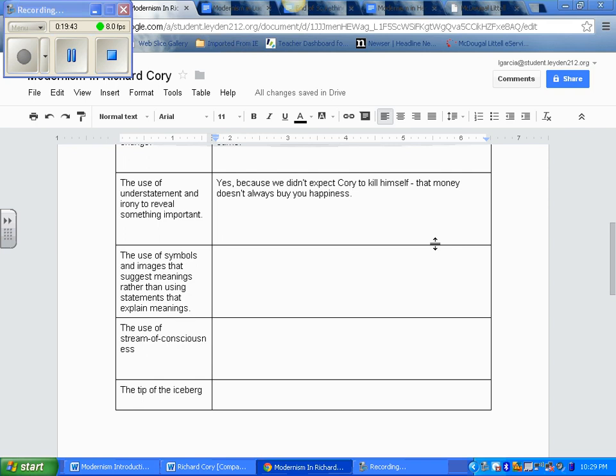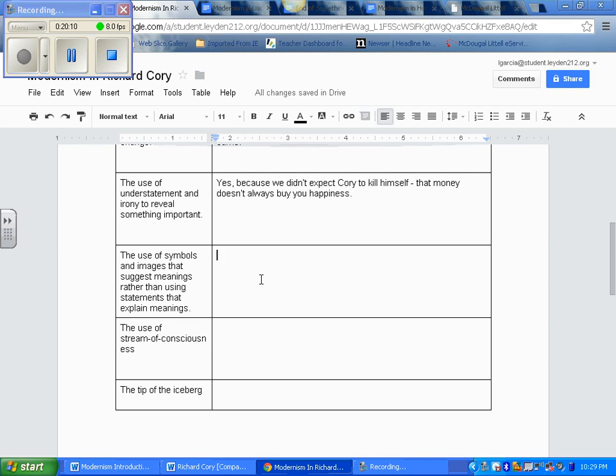Well, the irony that Richard Cory killed himself despite being in the position that he was shows us that just because you have this money, just because you are admired and loved, doesn't make you happy. So it revealed that money doesn't always buy you happiness. So the first part is the irony, and then you get what does it reveal. Okay, there is no understatement here.